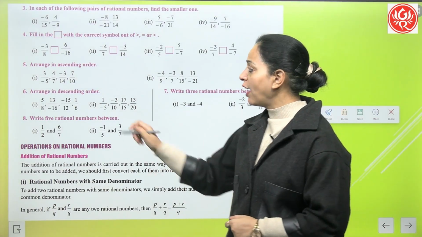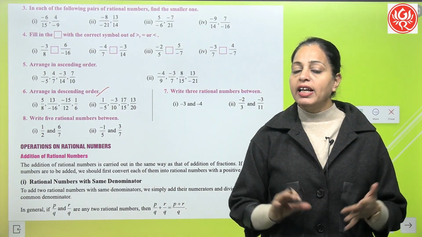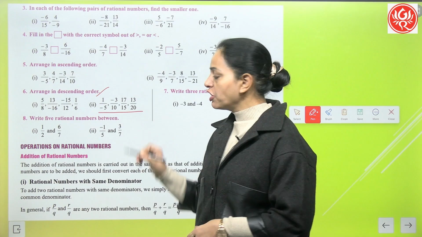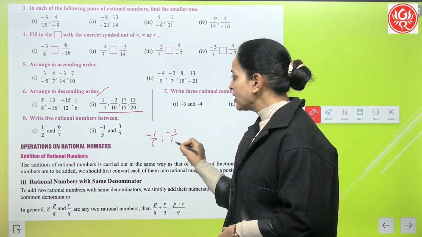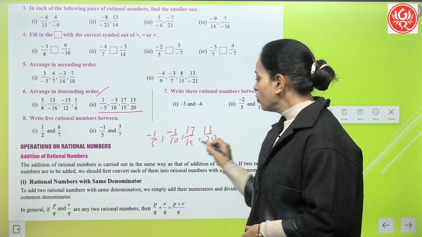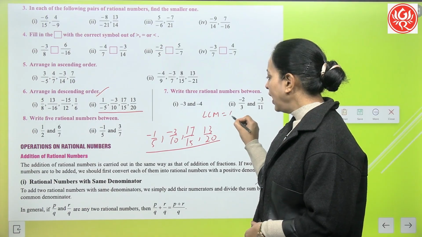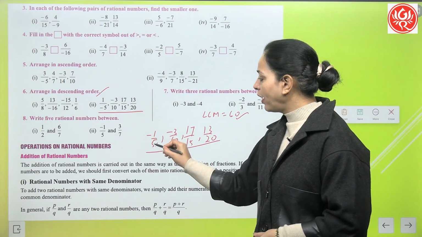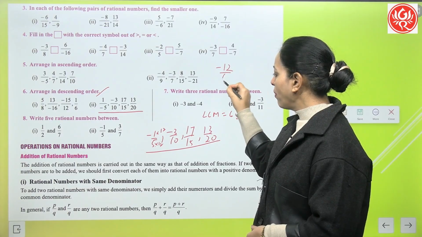Now question number 6, arrange in descending order. Descending order means we have to write greatest to smallest. So here we have 4 rational numbers. So minus 1 by 5 and minus 3 by 10, 17 upon 15 and 13 upon 20. So make the denominator same. Take the LCM of these numbers. LCM is 60. Okay. अब हम 5 को 60 कैसे बनाएंगे? 5 into 12. So minus 1 into 12. So minus 12 by 60.